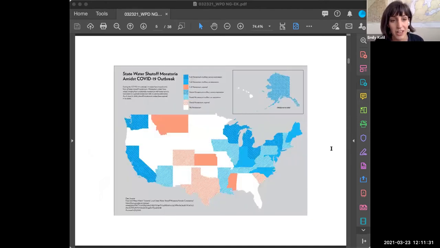In the midst of the COVID-19 pandemic, states across the country stopped shutting off water, acknowledging that access to running water is a fundamental public health necessity. Given this recent acknowledgement of the critical link between affordable water and public health, we are really right now in a critical moment to move policy at the local, state, and national levels towards water affordability.